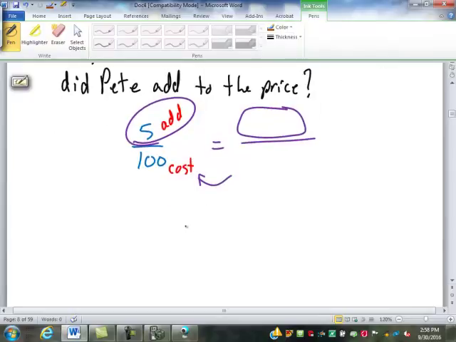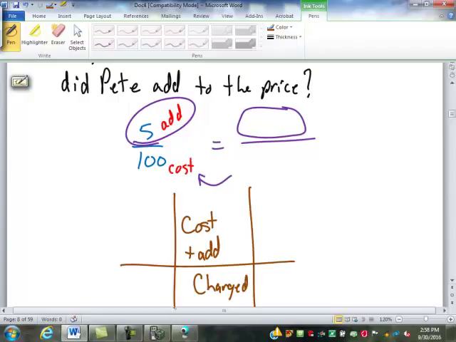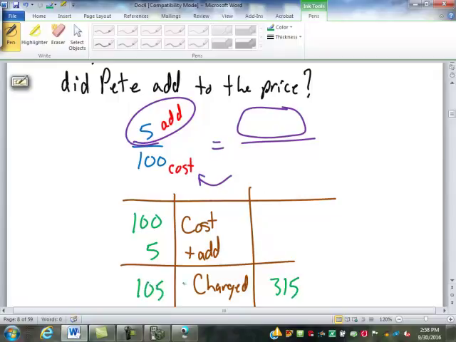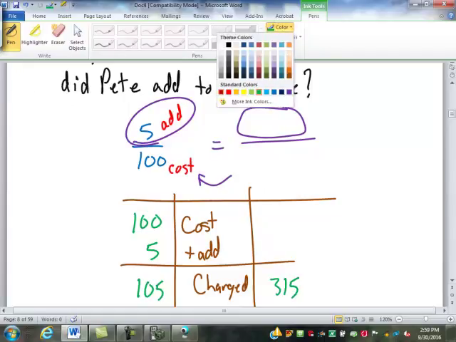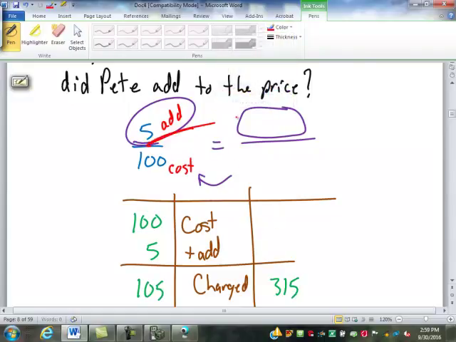So we look at it. We have what Pete paid for it, what his cost was, plus what he added to it. That's going to give us what he charged for it. Pete charged $315. The markup, what he added to it, was 5%. So he started out with 100% was his cost. What he ended up charging was 100 plus 5, or 105%. What we're looking for is the amount that he added, the dollar amount of what he added, as we said before. So we don't need the cost.